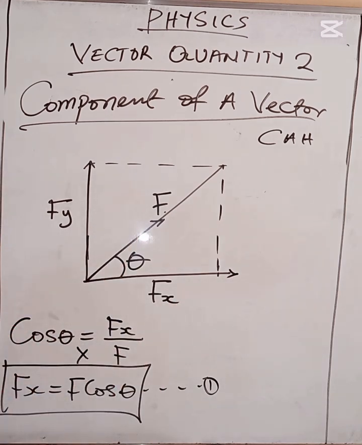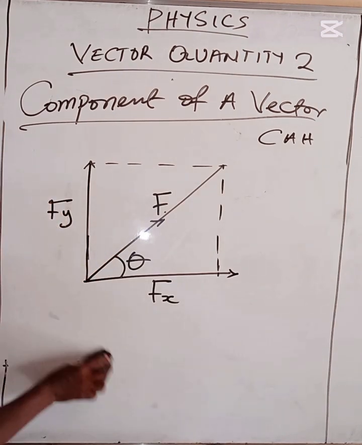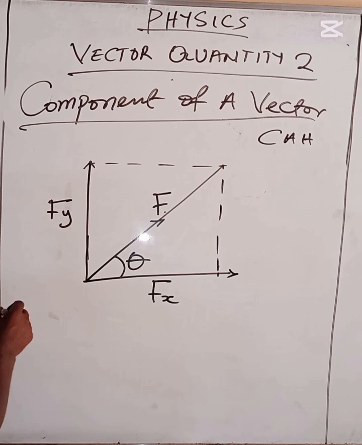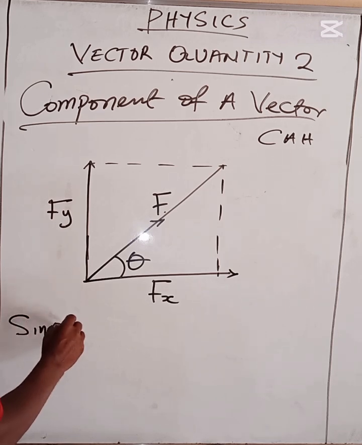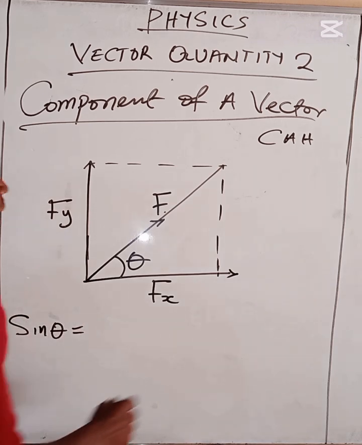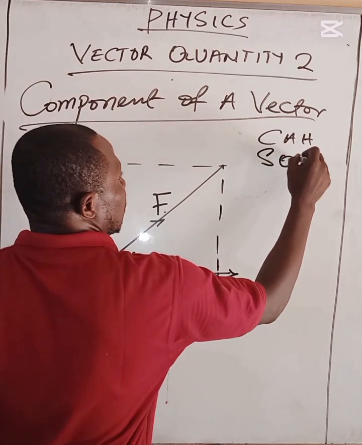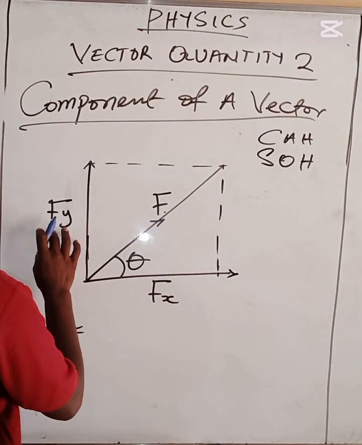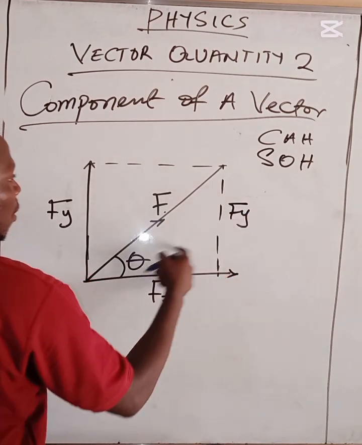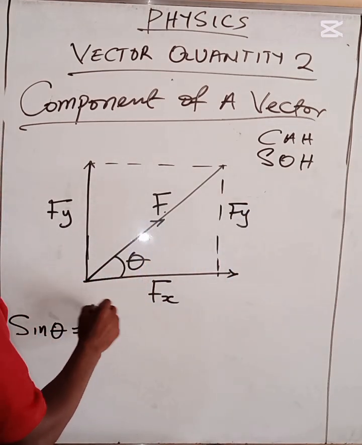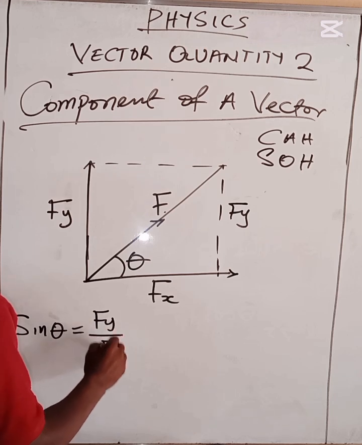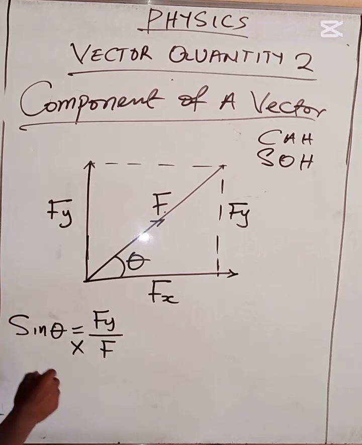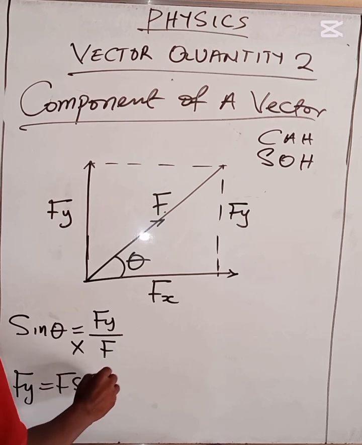If I want to find the value of F in the vertical direction, I'm going to say sine theta. Sine is opposite over hypotenuse. Sine theta is going to be opposite. If here is Fy, here is also Fy, opposite over the hypotenuse, which is Fy over F. If I cross multiply, I'm going to have Fy equals F sine theta.